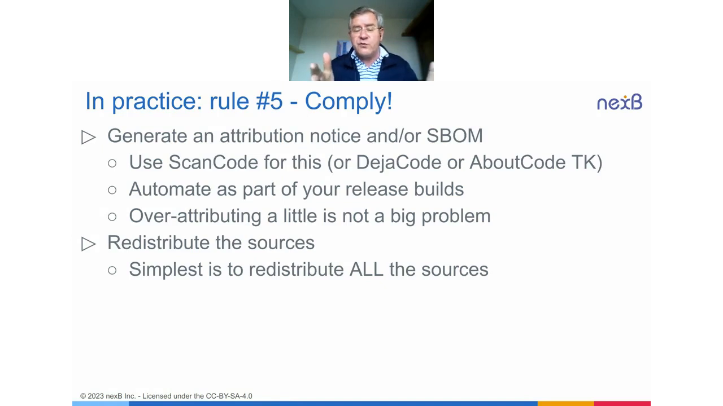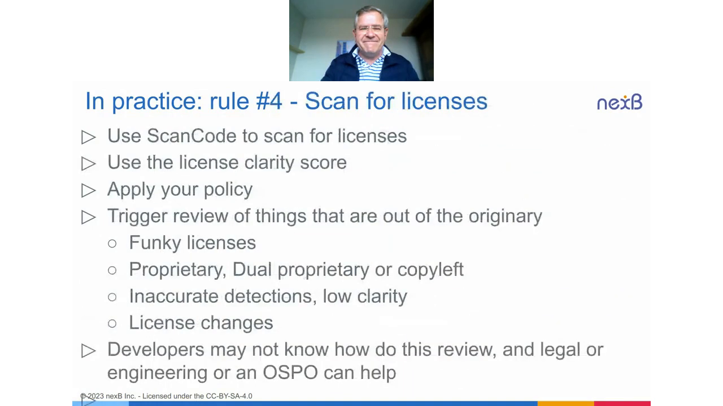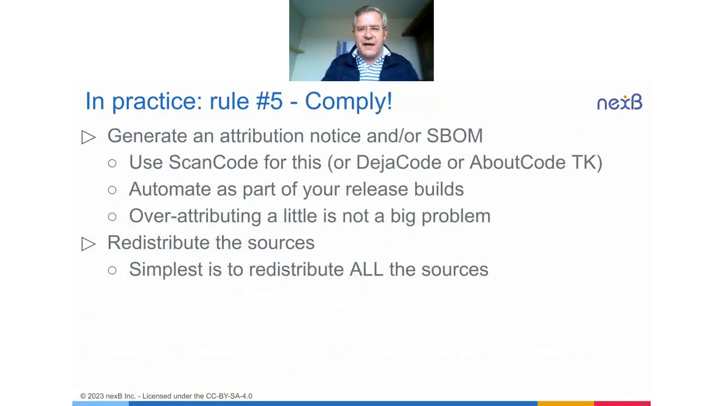And redistribute the source. You can piecemeal it and determine what is the subset of the source code that requires redistribution. If you don't want to bother with that, just redistribute or make available for redistribution all the source of all the code that you use, all the open source code, of course. And you can do that because, rule number 2 or 3, you kept the source, which was essential for compliance, of course. And that's pretty much it.